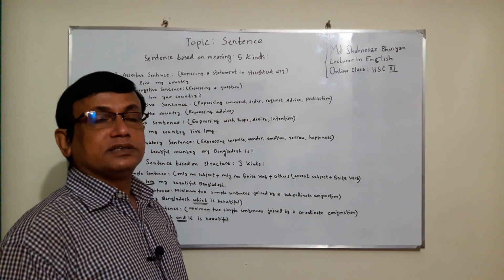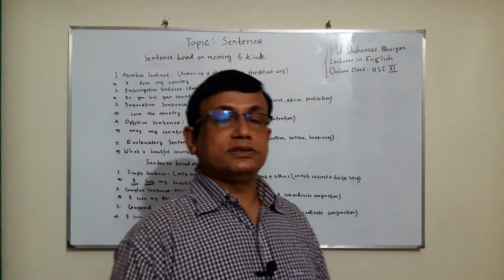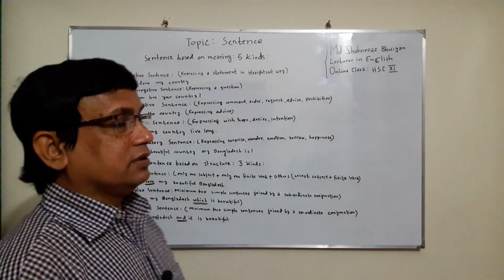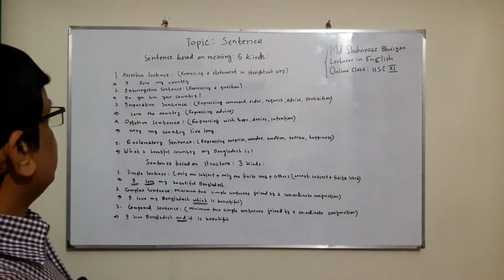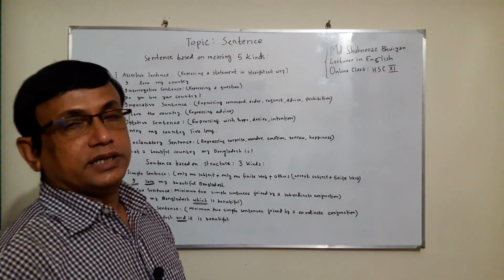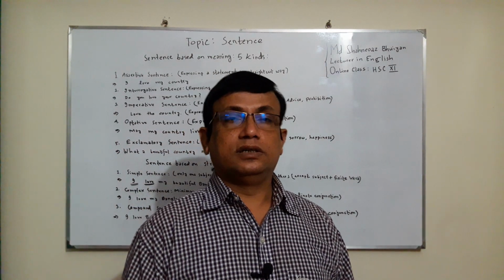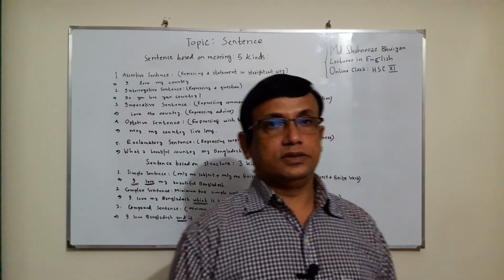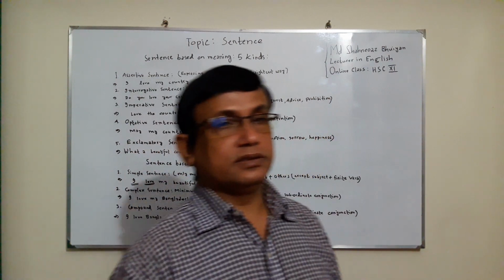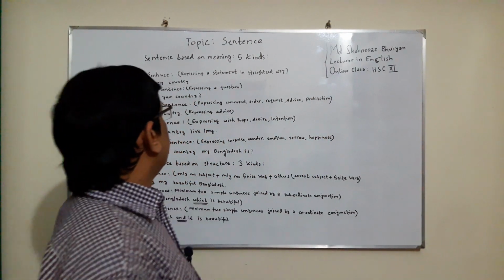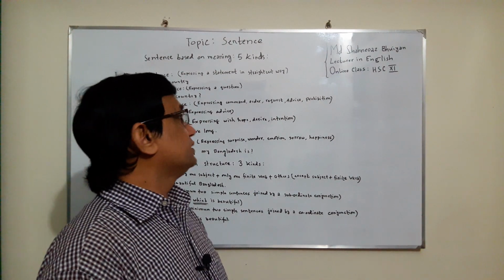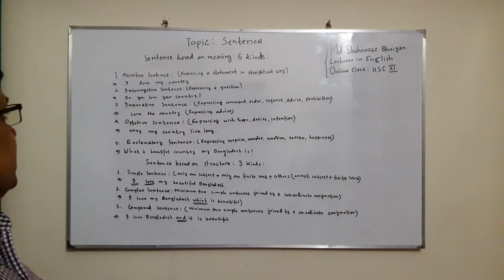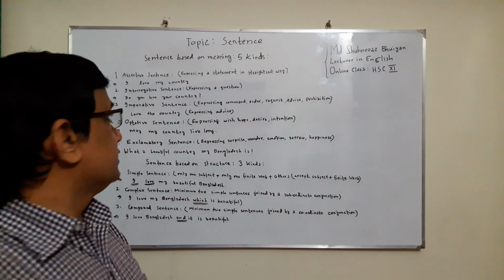Next, the interrogative sentence. It is a sentence which expresses a question on something or somebody. For example, I have written, do you love your country? It is a question. It is an interrogative sentence. Now, the imperative sentence. It expresses comment, order, request, advice or prohibition. For example, I can say, love the country. Actually, it expresses advice.